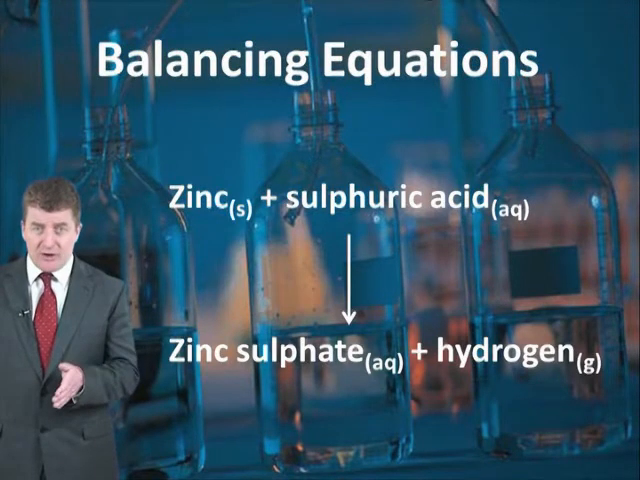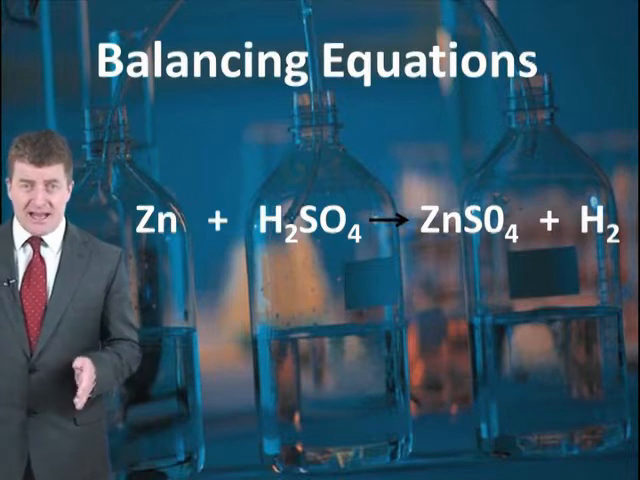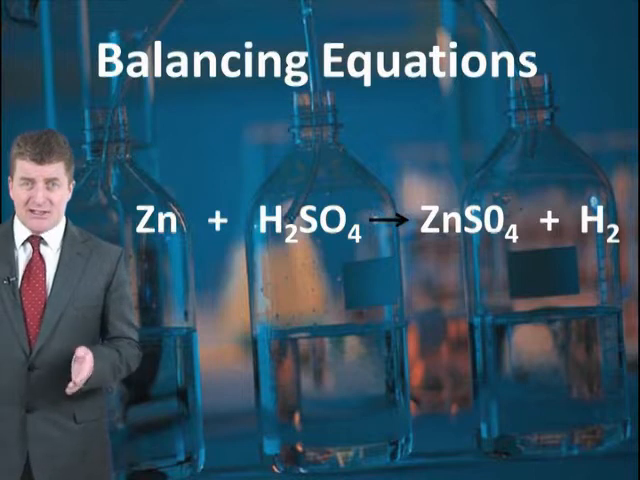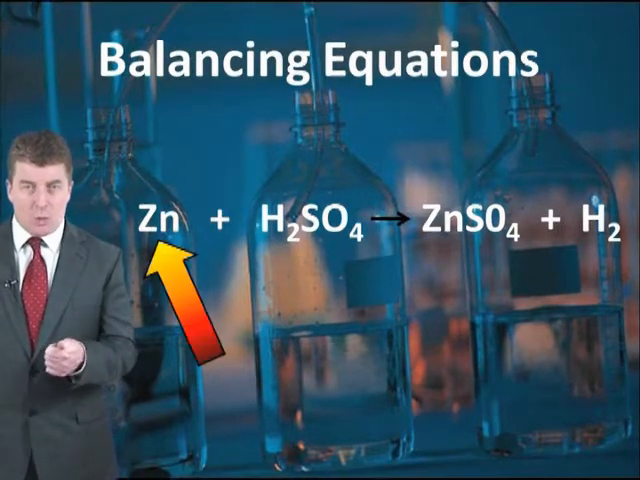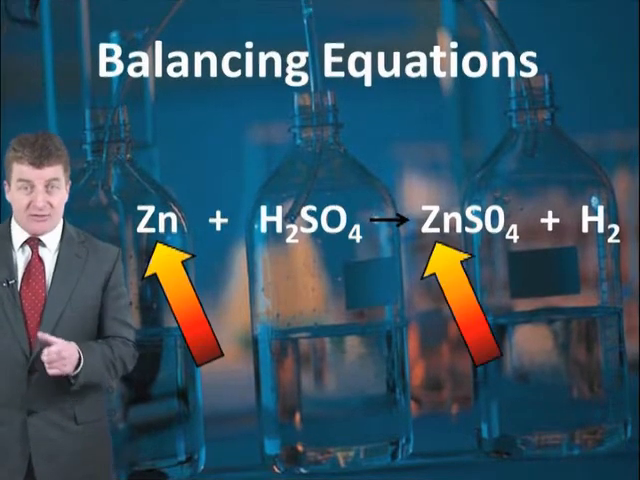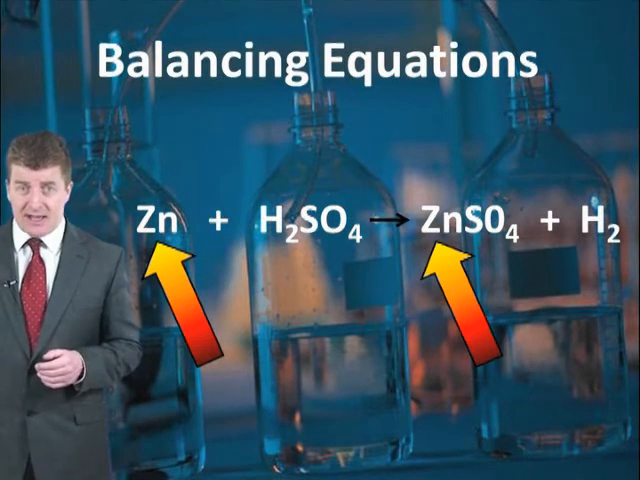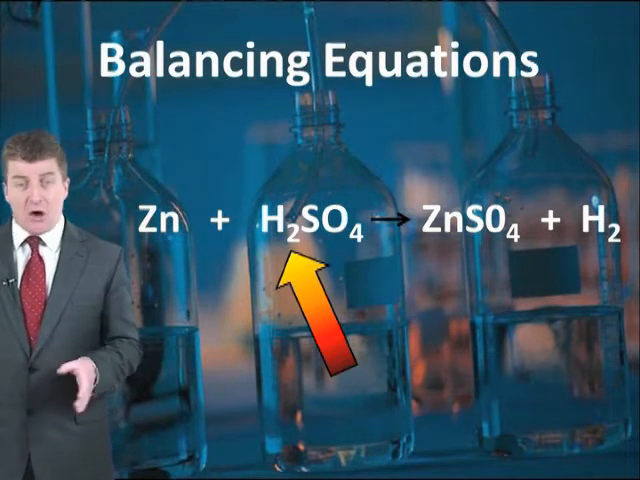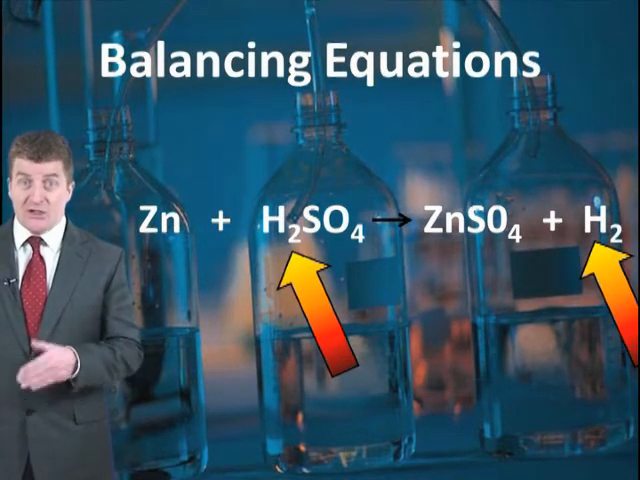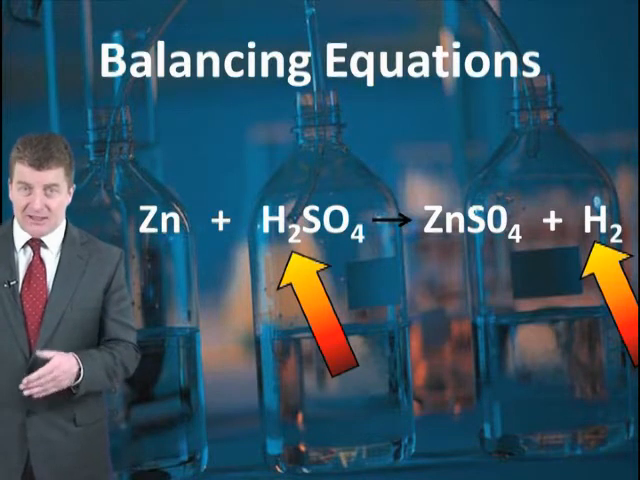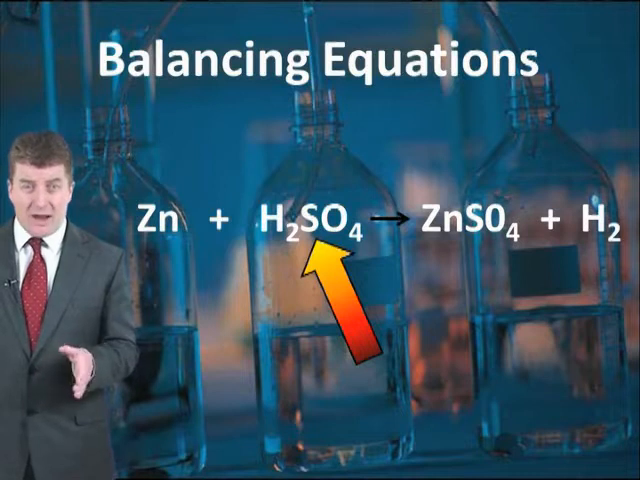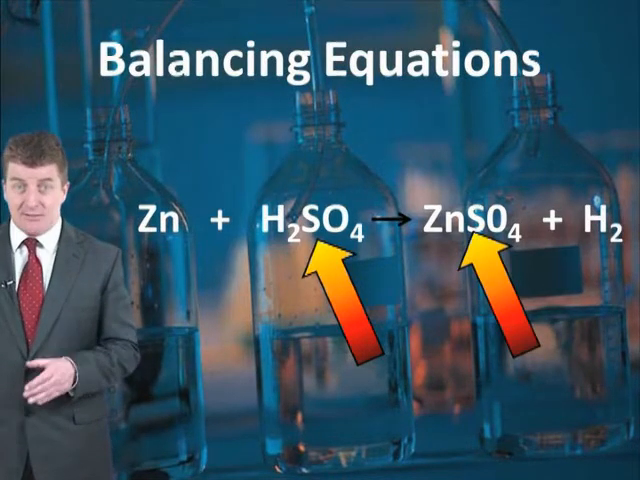Zinc plus sulfuric acid make zinc sulfate plus hydrogen. This is the formula: Zn plus H2SO4 makes ZnSO4 plus H2. Let's start with the zinc atoms. On the left hand side you've got one atom of zinc, and on the right hand side you've got one atom of zinc. That balances. Hydrogen. On the left hand side you've got two atoms of hydrogen, and on the right hand side you've got two atoms. So straight away you can see that you've got a balanced equation for the hydrogen. What about the sulfur? On the left hand side you've got one atom, and on the right hand side you've got one atom. So this is balanced.